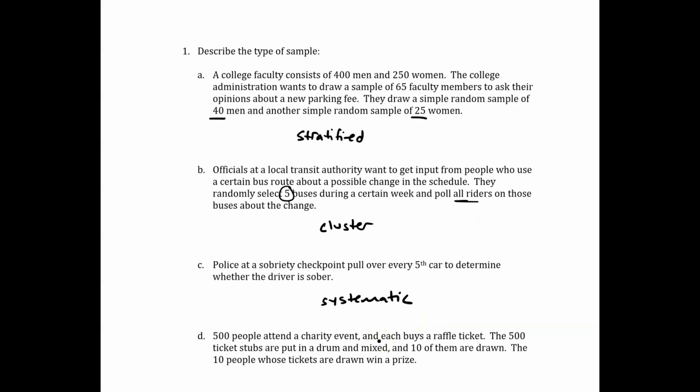And then Part D, 500 people attend a charity event, and each buys a raffle ticket. The 500 ticket stubs are put in a drum and mixed, and 10 of them are drawn. The 10 people whose tickets are drawn win a prize.